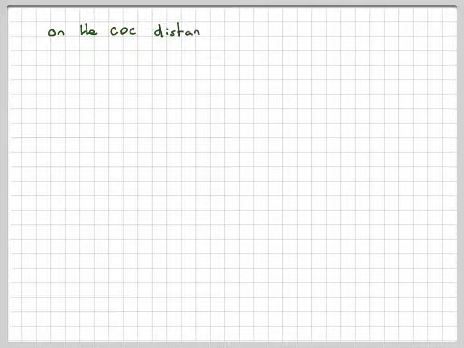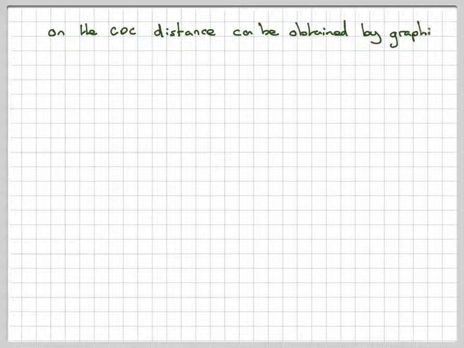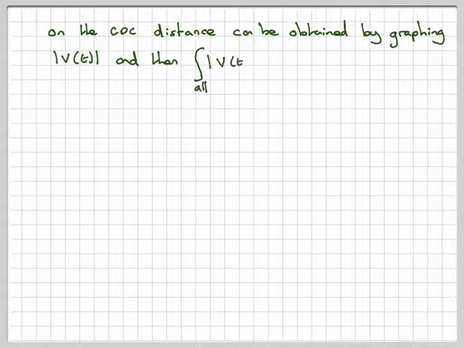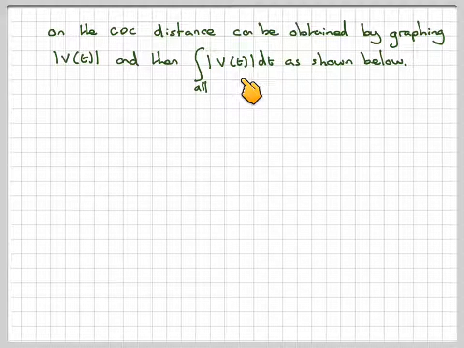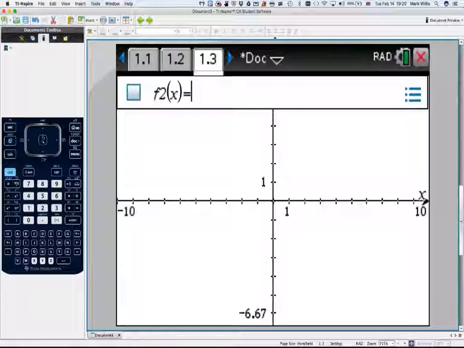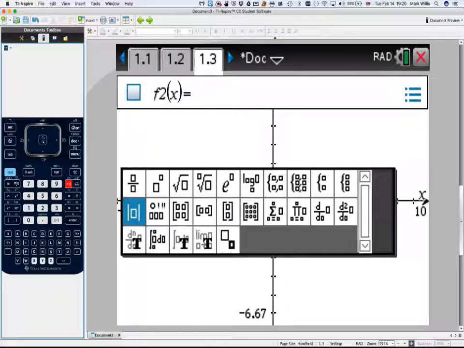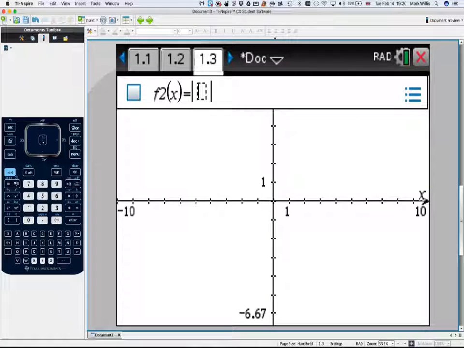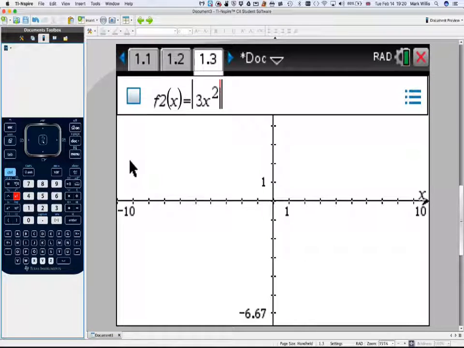So on the GDC, we can actually do it straight away as well by graphing the absolute value function of v as shown below. So we'll just go to the calculator again, and we'll go to the home key and select a graphing mode, and you have to go to the template here and select the absolute value one, which is this one here, which I've already selected. Write in the function 3x squared minus 14x plus 8.